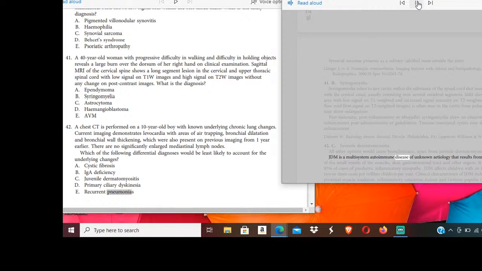JDM is a multisystem autoimmune disease of unknown etiology that results from inflammation of the small vessels of the muscles, skin, gastrointestinal tract, and other organs. It accounts for 85% of cases of pediatric inflammatory myopathy. JDM affects children with an incidence of 2 or 3 cases per million children per year.